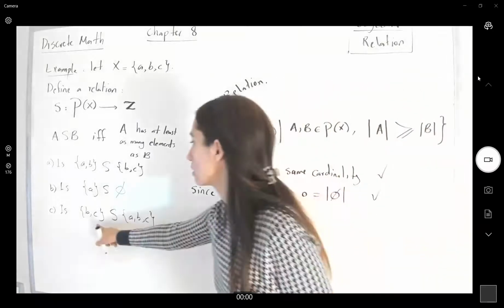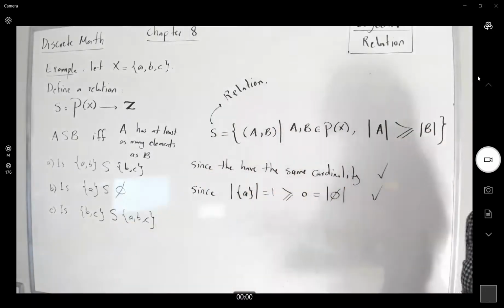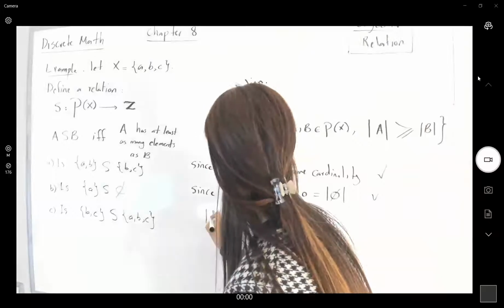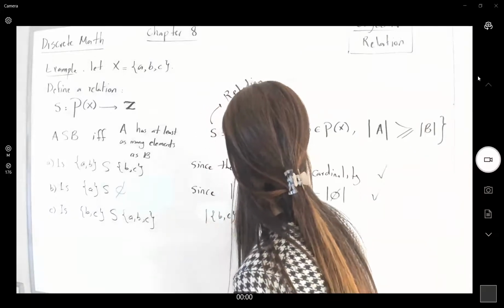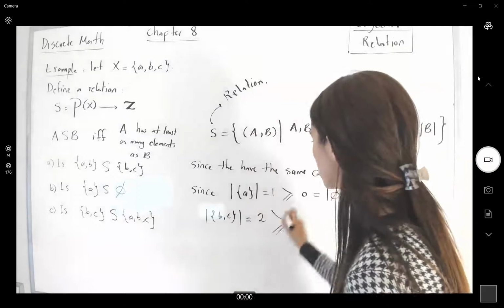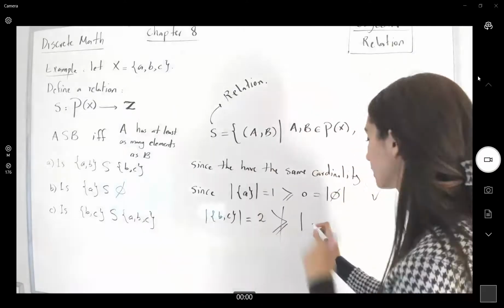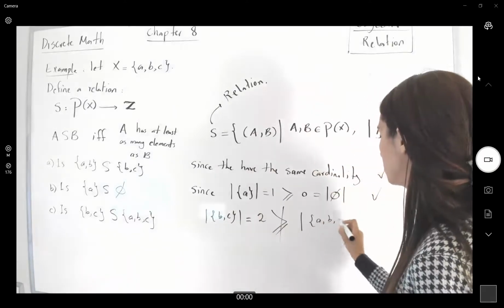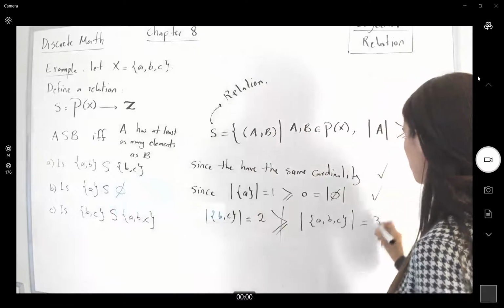But what about this one? The cardinality of the set b, c is 2, which is not greater than or equal to the cardinality of the set a, b, c, which is 3.